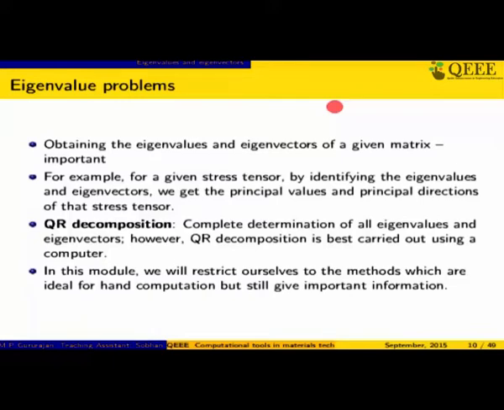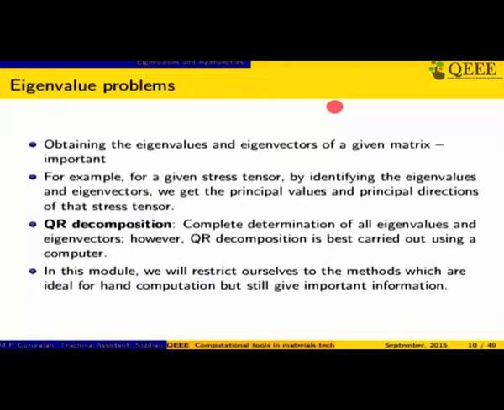The complete determination of all eigenvalues and eigenvectors, if you want to do it numerically, requires what is known as a QR decomposition. But QR decomposition is something that can be carried out on a computer. It's very difficult to carry out a QR decomposition using pen and paper. It's not impossible, but it's very tedious. You need to do lots of computations, keep track of lots of things, and do the algebra properly to get the answers. So I'm not going to discuss QR decomposition, but it's important.